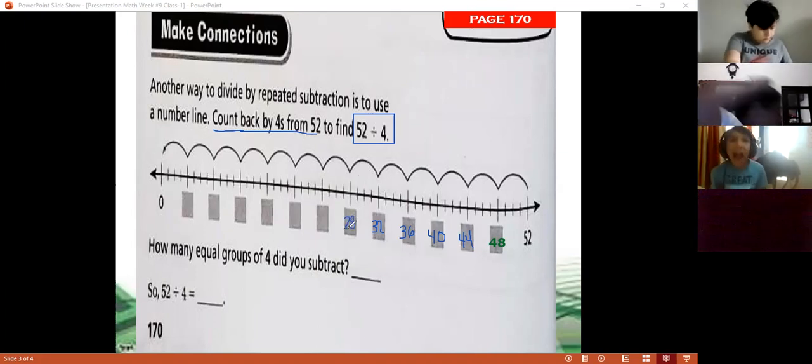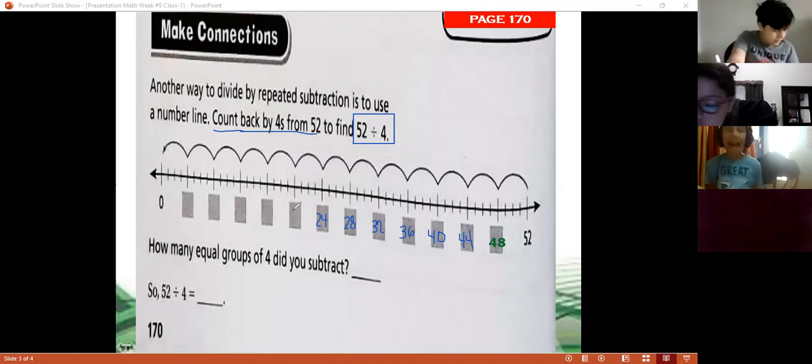Why 24? Because you continue, say 27, 26, 25, and 24. And you continue counting: 23, 22, 21, and at last 4.